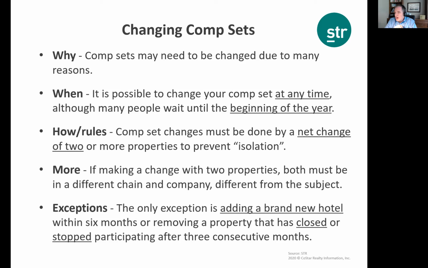A little bit of expansion on that. If making a change with 2 properties, both must be in a different chain. Again, going back to the chain confidentiality, different from the subject. Now, the only exceptions to the change of 2 rule is you can add a new hotel within 6 months of it opening, or you can remove a hotel that has closed or stopped participating, but you have to wait until 3 consecutive months. We just need to ensure that it's really closed or it's really stopped participating and it's not going to come back.